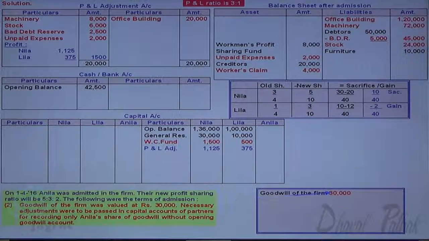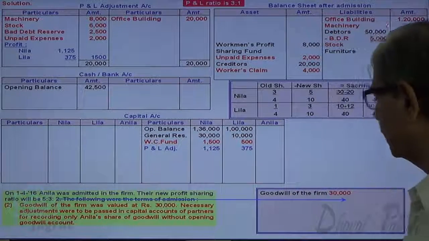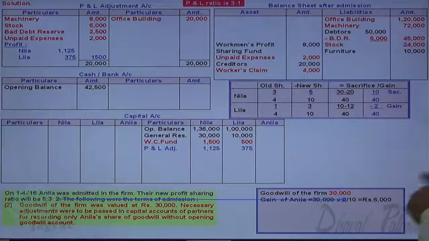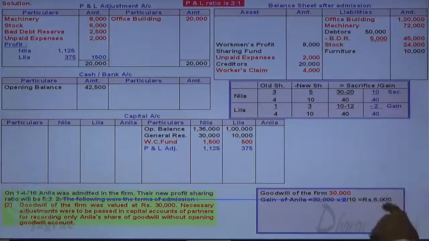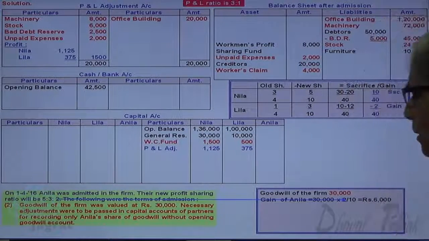So 30,000. What is the share gained by Anila? 2/10. So 30,000 into 2/10, 6,000. That Anila has to pay. So Anila's capital account is to be debited by 6,000.